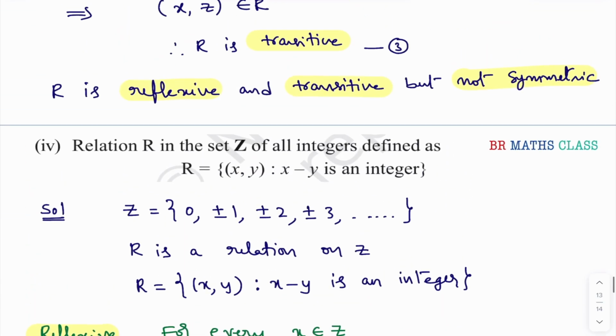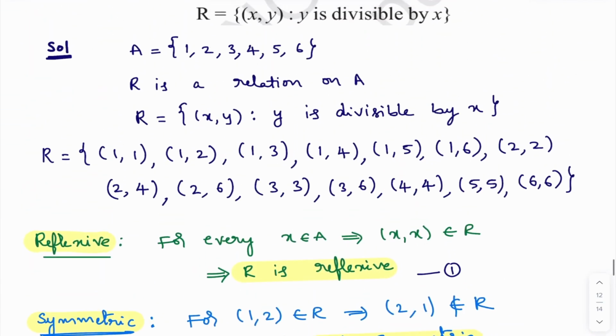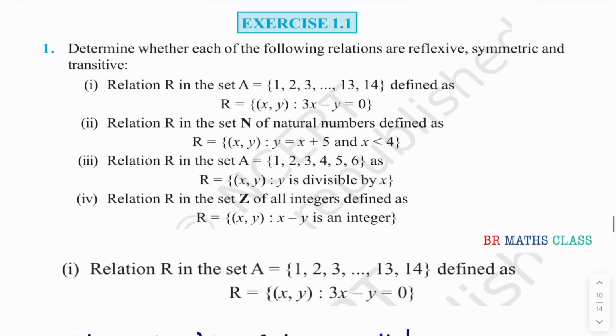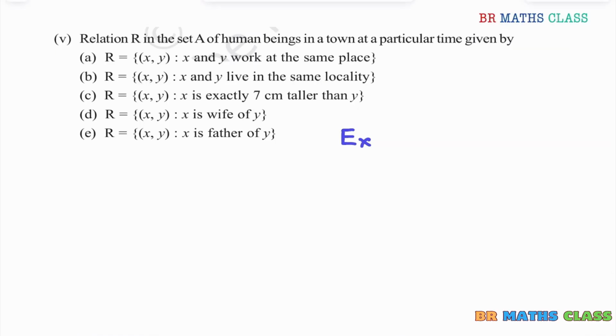I hope you understand the first 4 bits in exercise number 1.1. Exercise number 1.1, question number 1. In that question number 1, we are doing this 5th bit from the Relations and Functions chapter, class 12th mathematics. In this 5th bit, again another 5 bits are there. In this class, we are going to learn all these 5 bits.